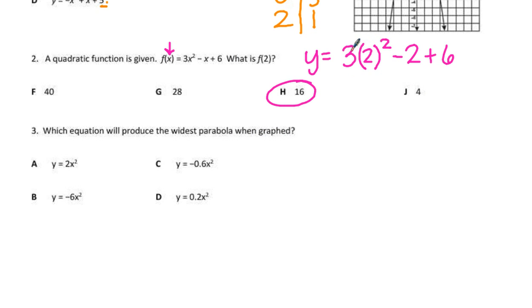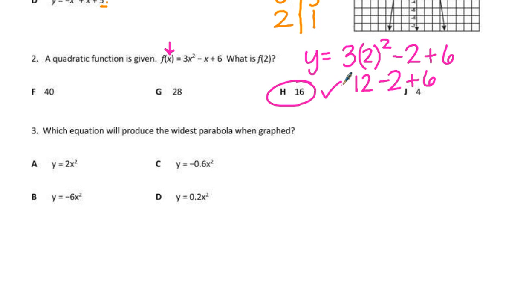And again, I can double check this really quick too, because we're smart and we're able to do math. 2 squared is 4. 3 times 4 is 12. 12 minus 2 plus 6. 12 minus 2 is 10. 10 plus 6 is 16, okay? So a couple ways to double check ourselves there.